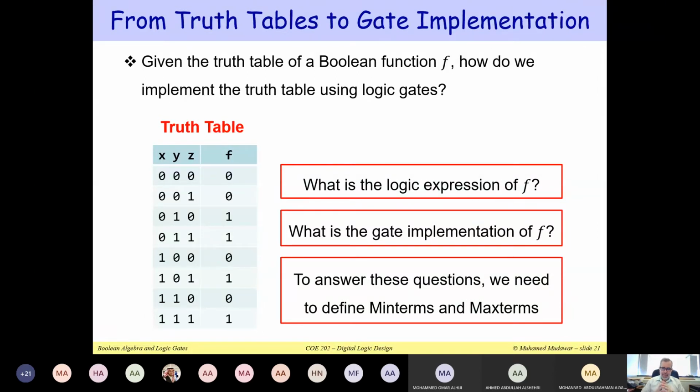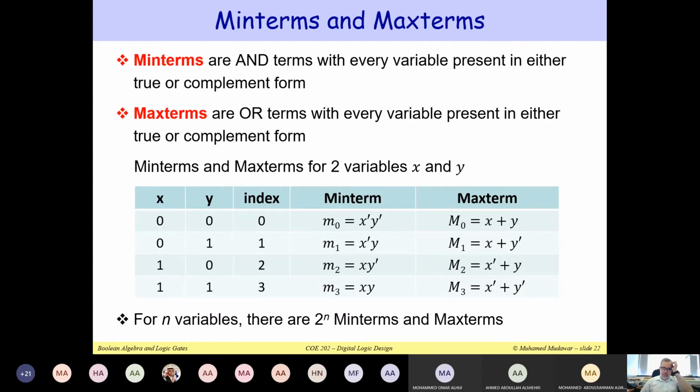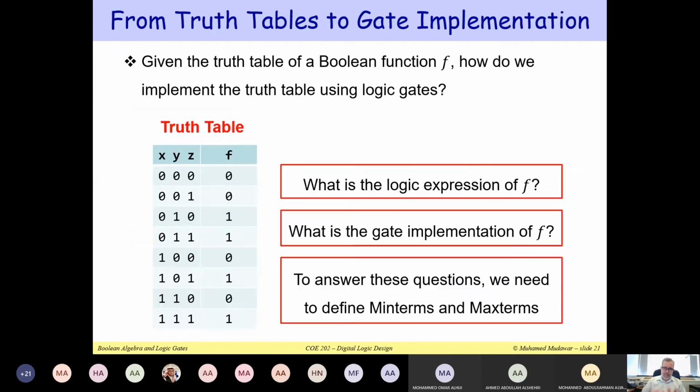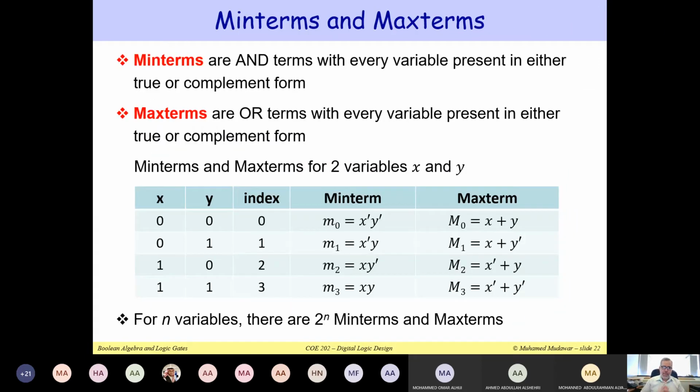But first, let us understand the meaning of minterms and maxterms, because we need to obtain a logic expression for the function f. I'm not going to obtain a logic expression for the function f now. I will keep it for you to think about. Let me define what I mean by a minterm and what I mean by a maxterm. The meaning of a minterm: it's an AND term.